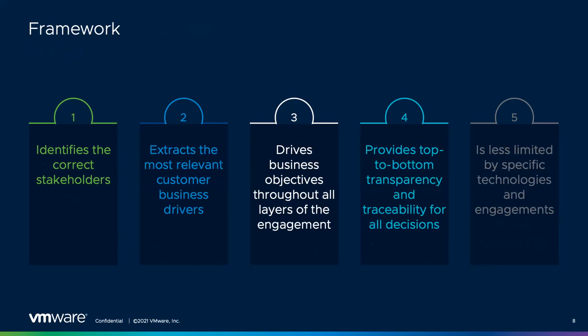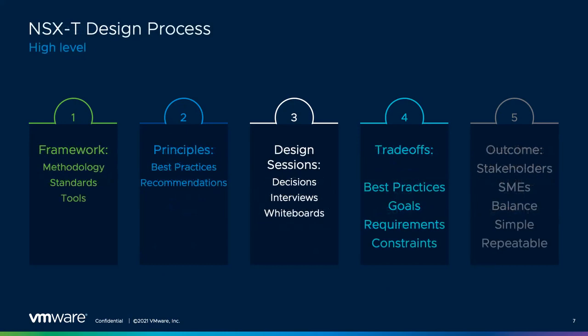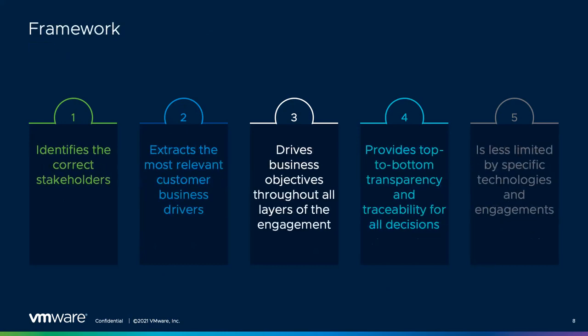All right. Diving a little deeper into the framework. So that was the process. This is just specifically going into the framework part of it. So when we're looking through this process, we're going to use a framework that does all of these 5 steps. It identifies the stakeholders, extracts the relevant business drivers and customer information. Again, this framework should drive business objectives throughout all layers of the engagement.